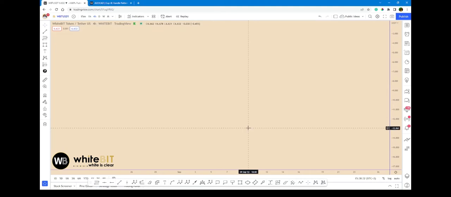Today I'm gonna show you how you can trade the cup and handle pattern. So let's begin. The first thing that we need to focus on is how the cup and handle pattern is formed. This is the first and the base thing that we need to know.